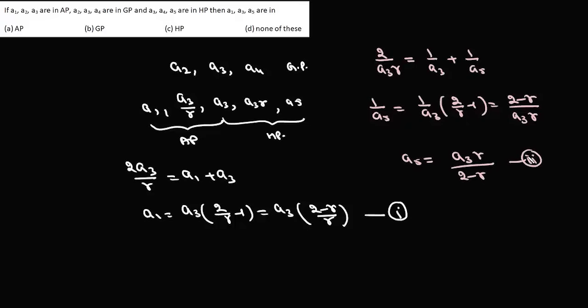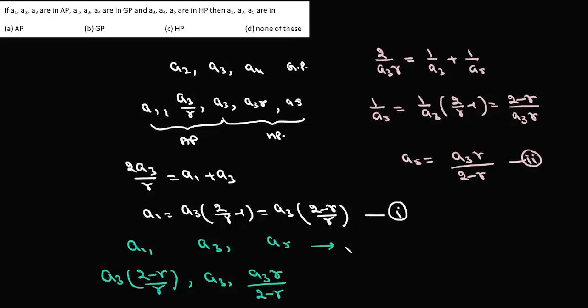Now it says A1, A3 and A5 are in what? So we need to find A1, A3 and A5. Now A1 actually is A3 into (2 minus R) upon R, then we have A3, and A5 is A3R upon (2 minus R). Now if we multiply them, we'll get A3 square. So basically these three numbers are in GP, and that's your option B.